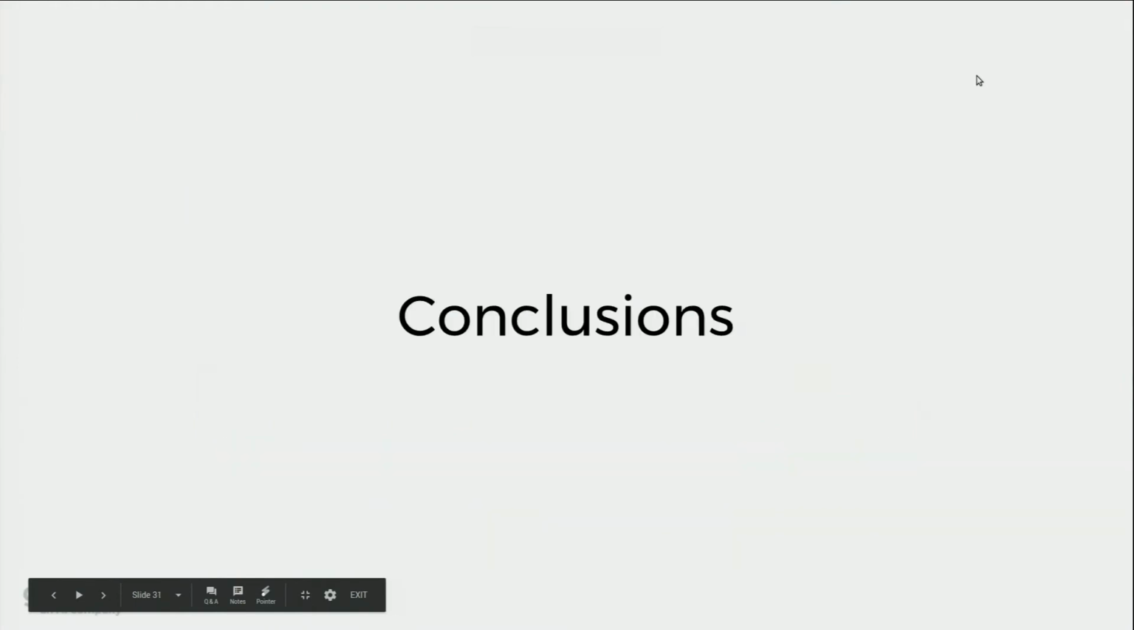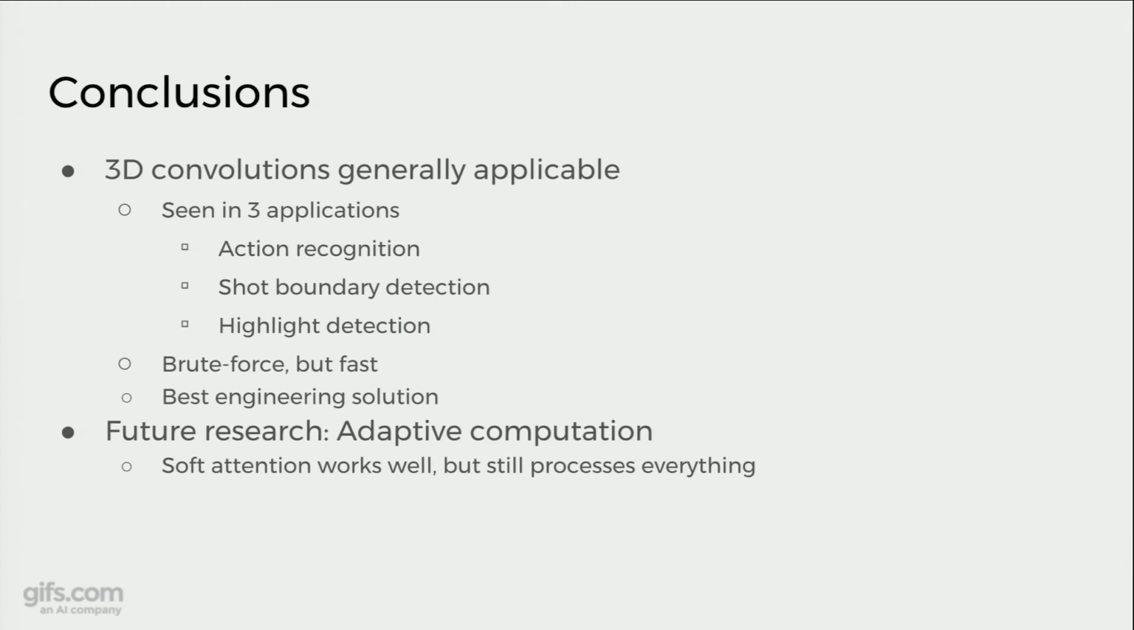So that's already it from my side. To conclude, I have shown you that 3D convolutions are generally applicable. We have seen three applications, one being action recognition, the second one, shot boundary detection, and finally, highlight detection, which is also based on C3D. They're kind of brute force because they don't bother about whether something is redundant or not. They just process everything, but they're very fast. So in my opinion, at this point, they're the best engineering solution. They're the best solution if you need to do something fast.